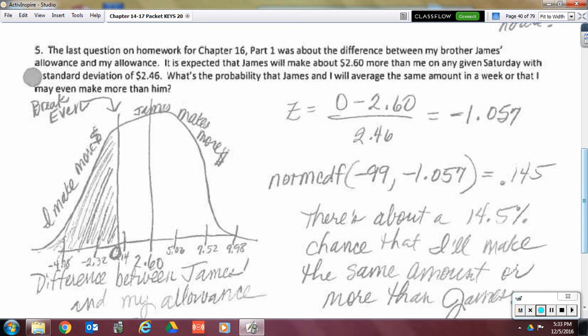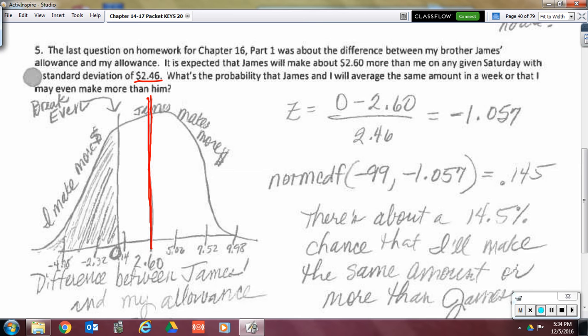Here we go. The last question on the homework talked about the difference between my brother's allowance and mine. I think the actual standard deviation was 2.33 that you had gotten yesterday, but apparently I say on here that it was 2.46, so let's go with that so that the computation I have here is already correct. But I do believe yesterday when you did this problem it was actually $2.33 for the standard deviation. So it was expected that my brother will make about $2.60 more than me on average from our parents, with that standard deviation of $2.46.